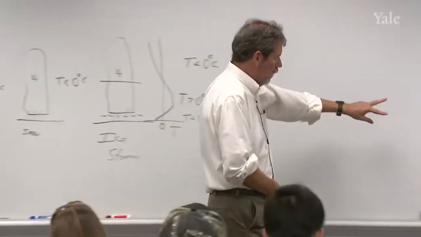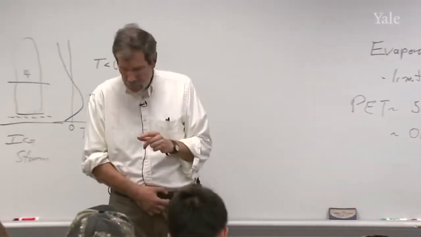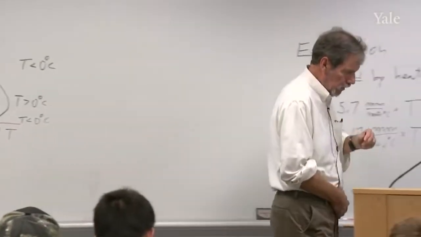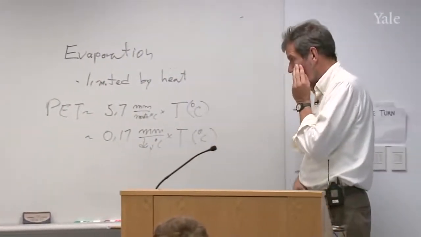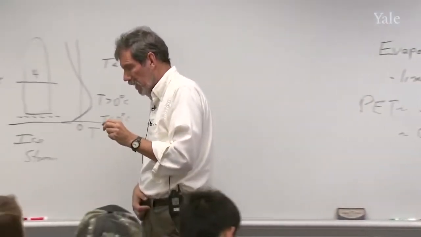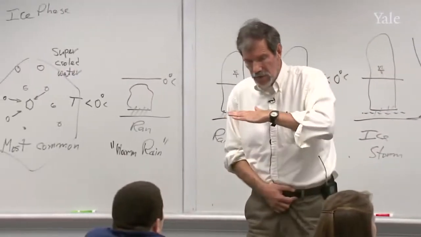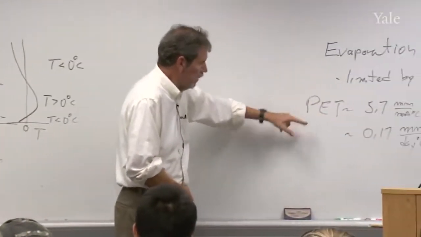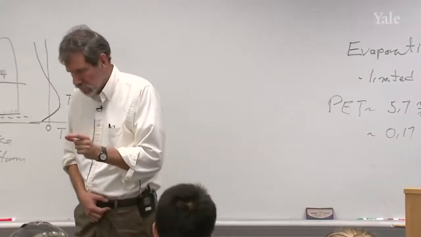I've put together a crude empirical formula. I wouldn't use this if I had to do a very accurate calculation, but I use it all the time for quick back-of-the-envelope estimates of how much evaporation is likely to occur. And here's the formula. Now, PET means potential evapotranspiration.